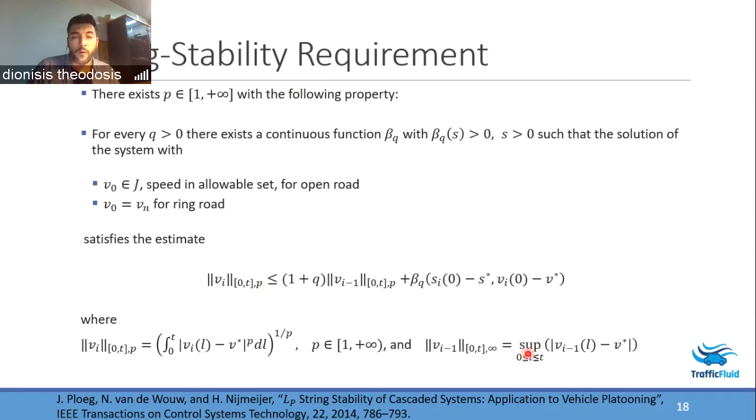Now, for p equal to 2, the L2 string stability is motivated by the energy dissipation of the system, while the L infinity, here down on the right, is motivated by the maximum dissipation from the desired values, the desired equilibria. Of course, if our platoon is initialized from an equilibrium position, this function beta is equal to 0, so we have the usual strong notion of string stability.